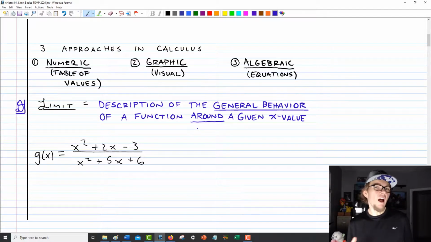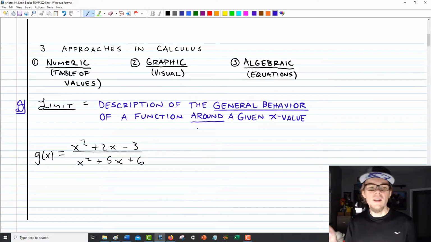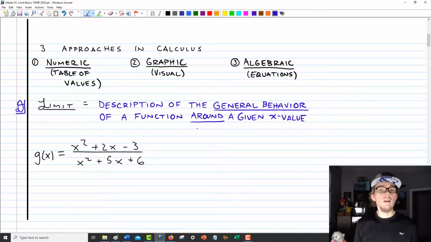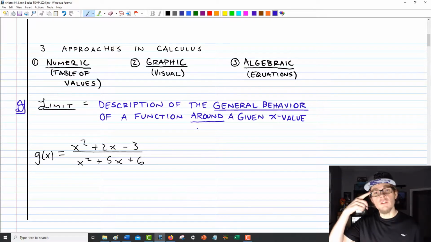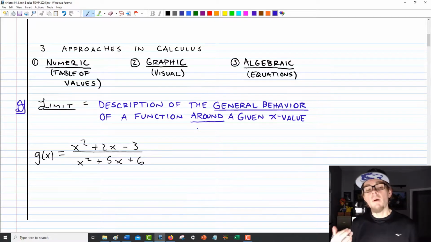This is kind of awkward to describe these things. We're talking about general behavior and description. These don't feel very rigorous, and you're absolutely right, they're not. That's what the other epsilon delta definition does: it makes this a really rigorous and precise description. But we're not going to go that way.